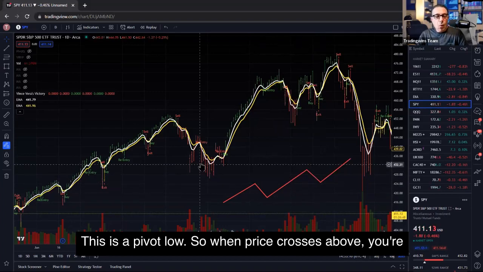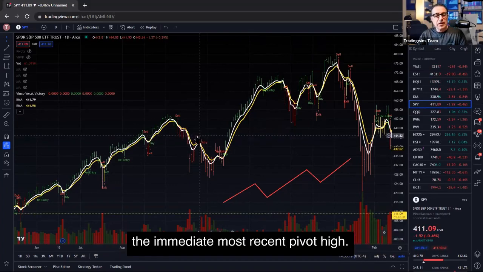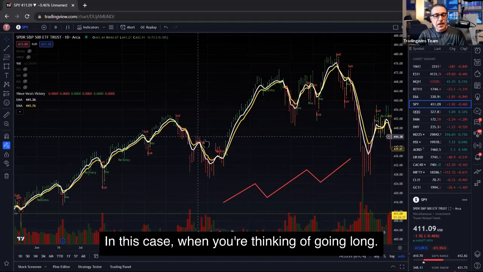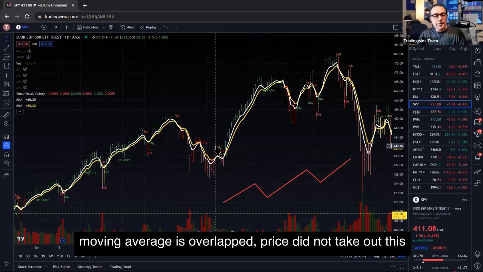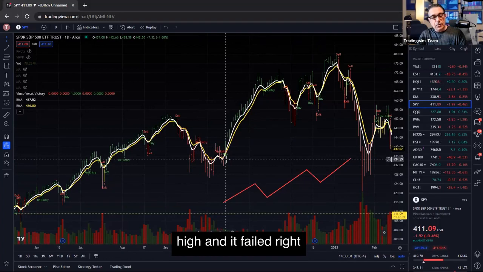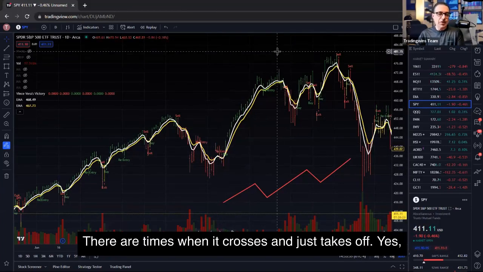So when price crosses above, you're looking to your left and you're looking for the immediate, most recent pivot high in this case, when you're thinking of going long. And so in this case, when price crossed over and the moving averages overlapped, price did not take out this high and it failed. Okay. Now, doesn't mean it's always going to fail. There are times where it crosses and just takes off.